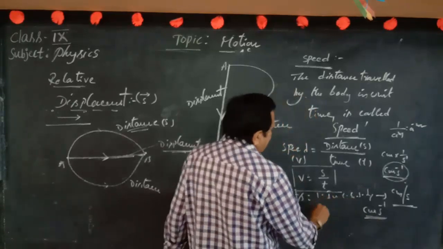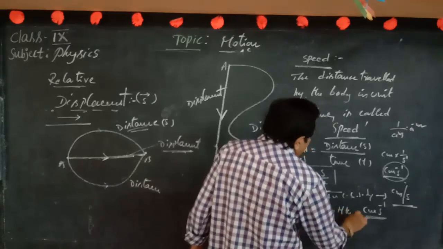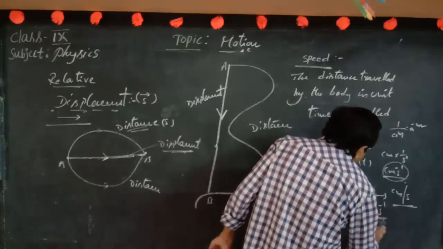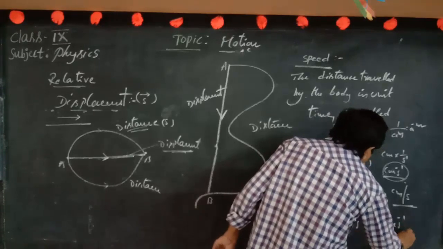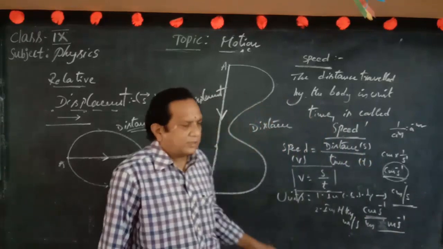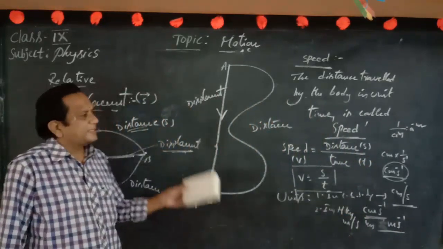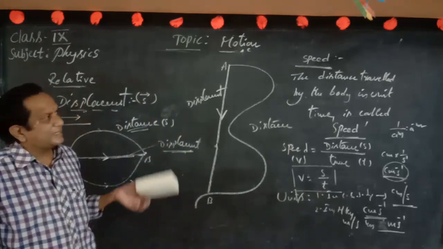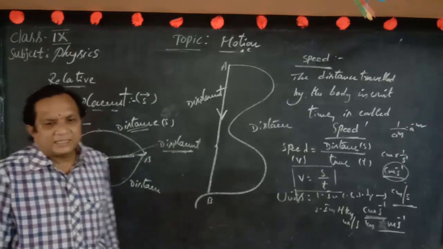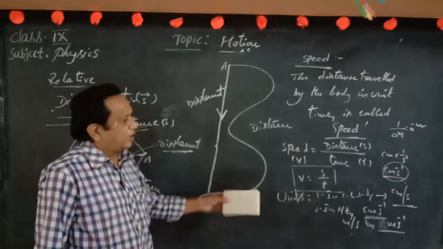Similarly, in the MKS system it is meter per second, or otherwise written as meter second to the power minus 1, but there is no need to read it as second to the power minus 1. It is also read as meter per second. This is about speed. Speed is the distance traveled by the body in unit time. Okay, it is different from velocity.